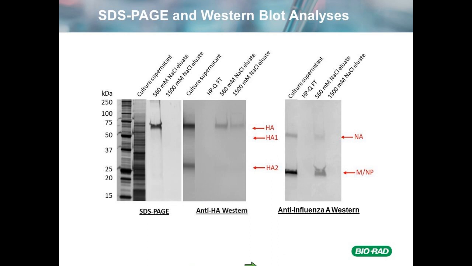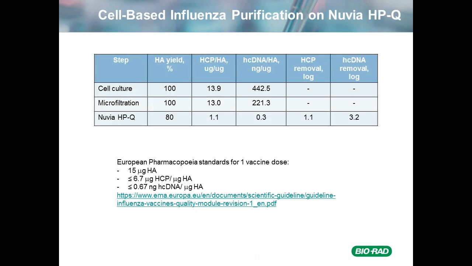I'm going to show you some data now from their final design. What you see again is an HA yield of about 80%, which is quite high, considering that this is a single-step purification of a virus. Host cell protein per hemagglutination unit, which is another way of measuring this, was 1.1. Host cell DNA to HA was 0.3. And I've shown the log removals here on the right.